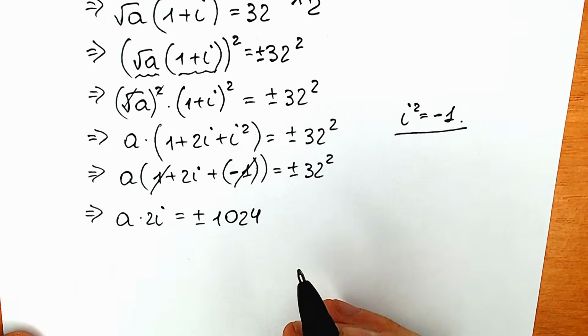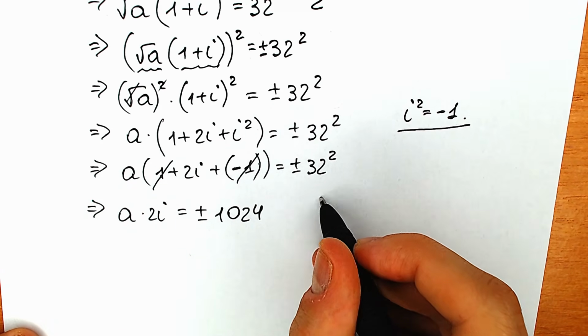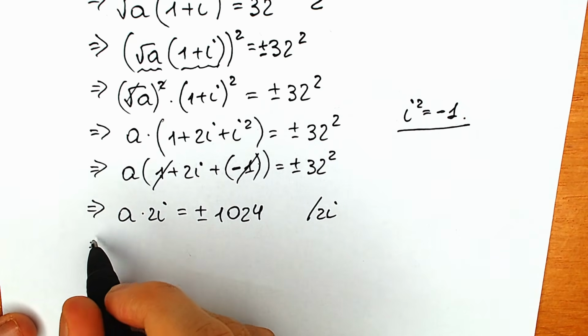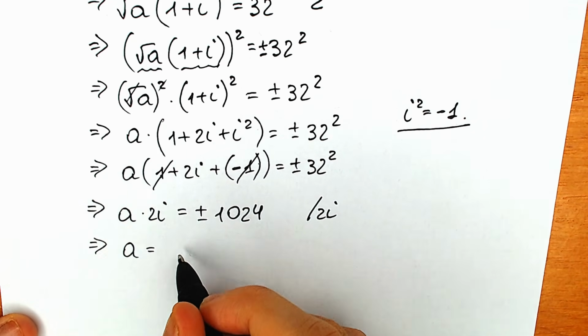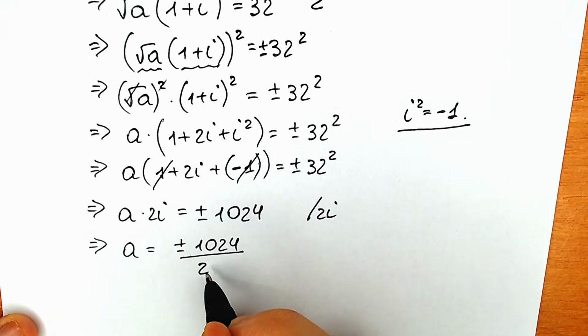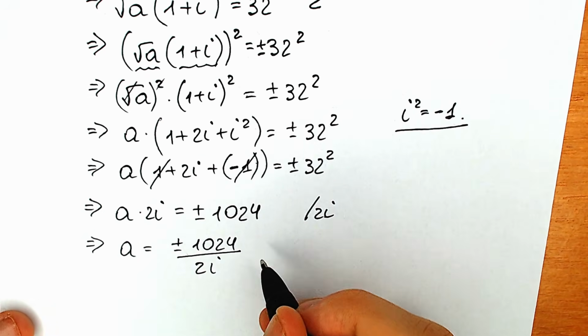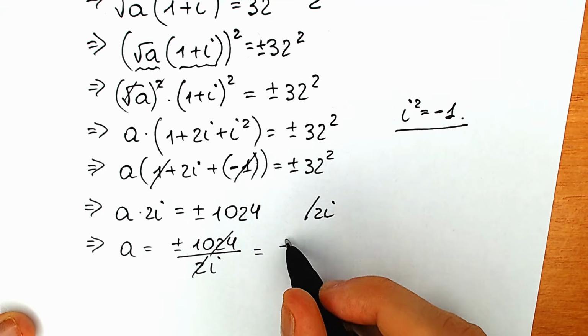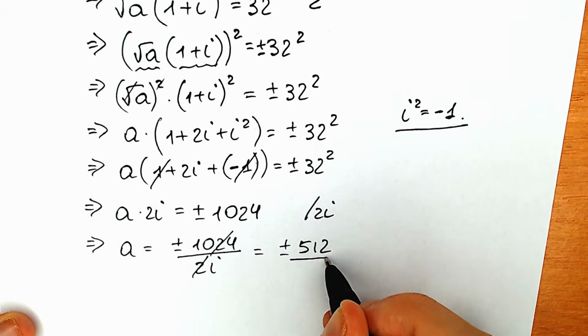What we're going to do next, right now let's divide both sides by this 2i. When we divide it we will have only our a on the left side. So we have a equal to plus minus 1024 divided by 2i. As a result we can easily divide 1024 by 2, and we have plus minus 512 divided by i.